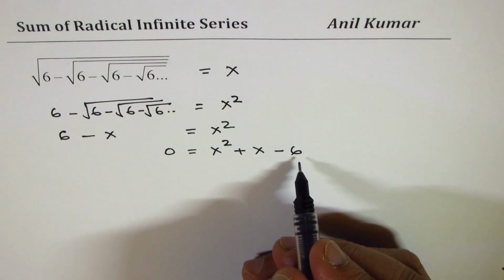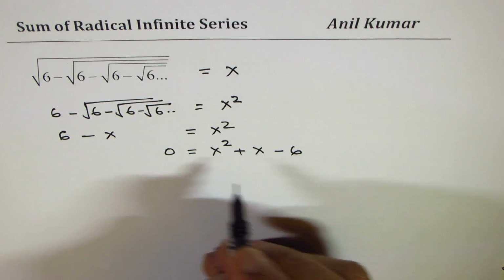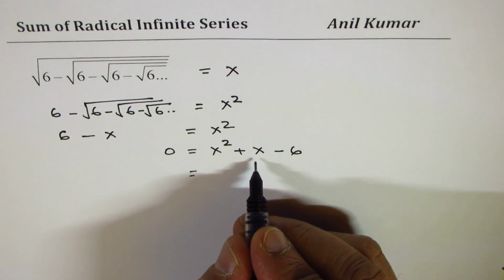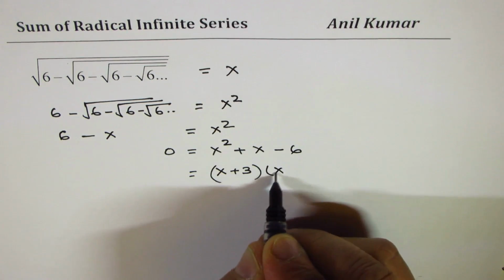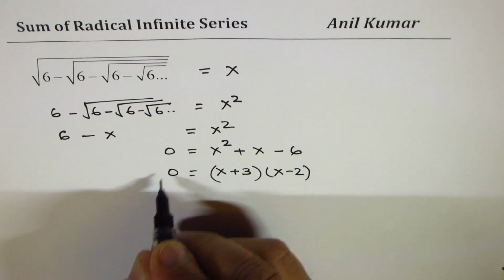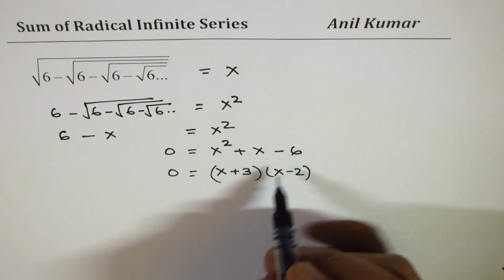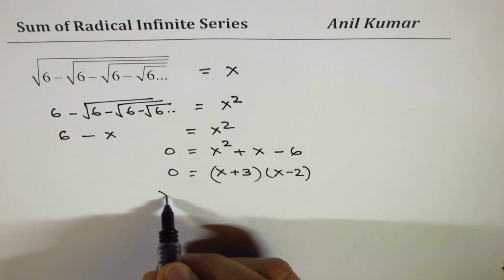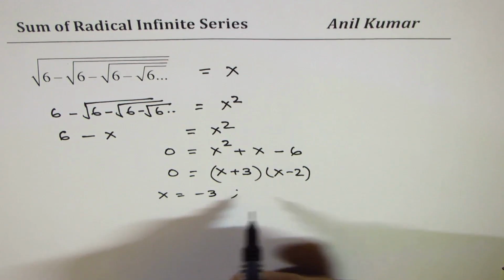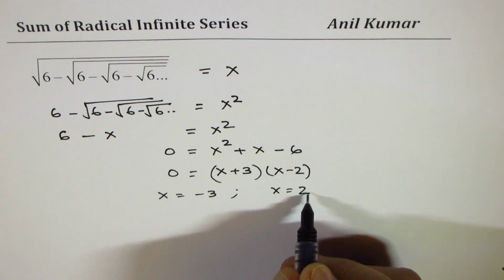Now 6 could be factored as 3 times 2. Bigger number has to be positive. So we get x plus 3 times x minus 2. So we factor it. Now this is factorable, so it is good to use factoring rather than the formula. So here we have two solutions. One is x equals minus 3 and the other one is x equals 2.